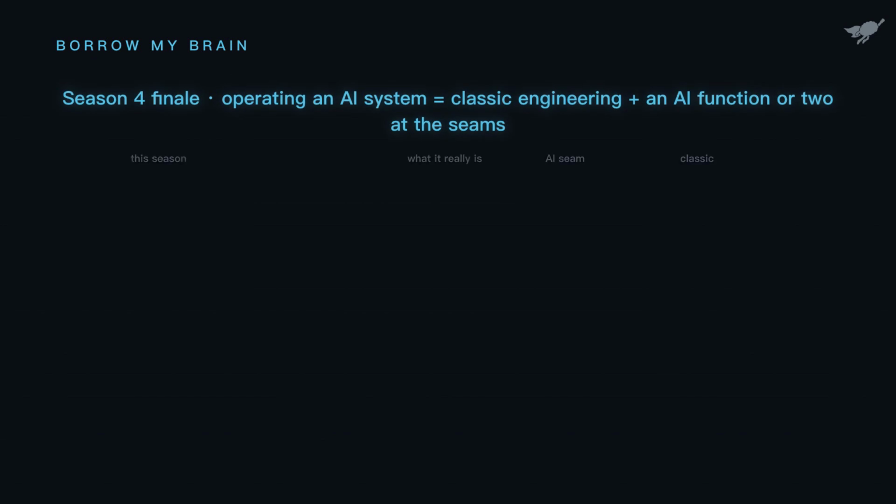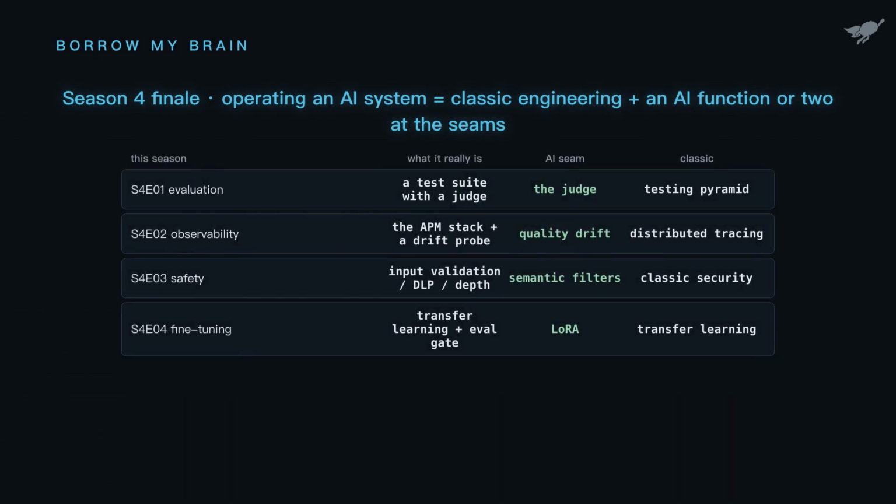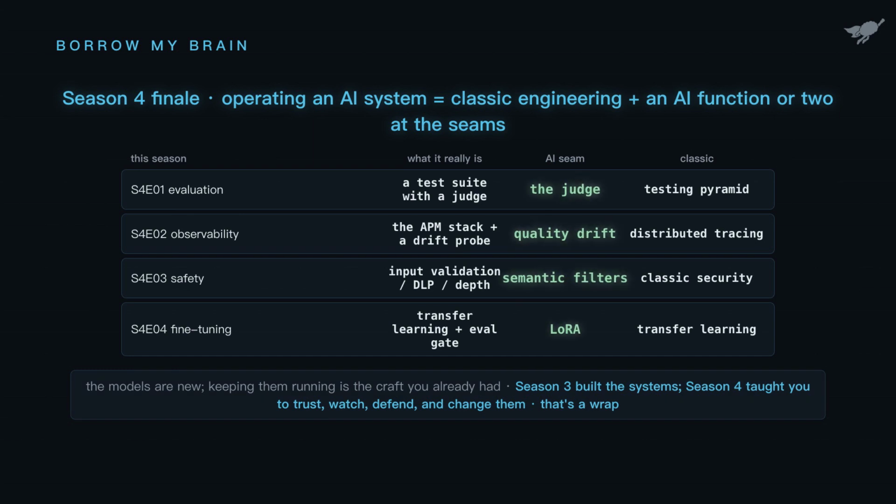Let's wrap up. Not just this episode, the whole of Season 4. The 4 episodes this season are really one thread. Eval is a test suite with a judge. Observability is the APM stack you were already running, plus a probe for quality drift. Safety is input validation, DLP, defense in depth, that same old security. Fine-tuning is transfer learning with an eval gate.